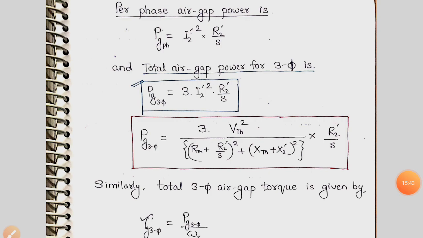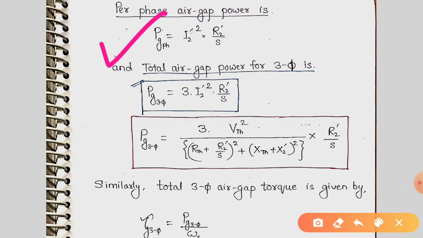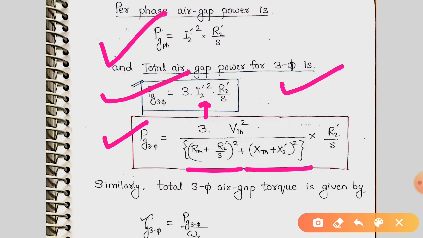Now per phase air gap power is equal to I2 dash square into R2 dash upon S. This is per phase air gap power. So for 3-phase, or the total air gap power, we multiply by 3, and now we put the value of this I2 dash and we get the total air gap power as 3 VTH square upon RTH plus R2 dash upon S whole square plus XTH plus X2 dash whole square, into R2 dash upon S. You need to remember these formulas. If you know the value of I2 dash, or you remember the formula of I2 dash, you can easily write the formula for air gap power.